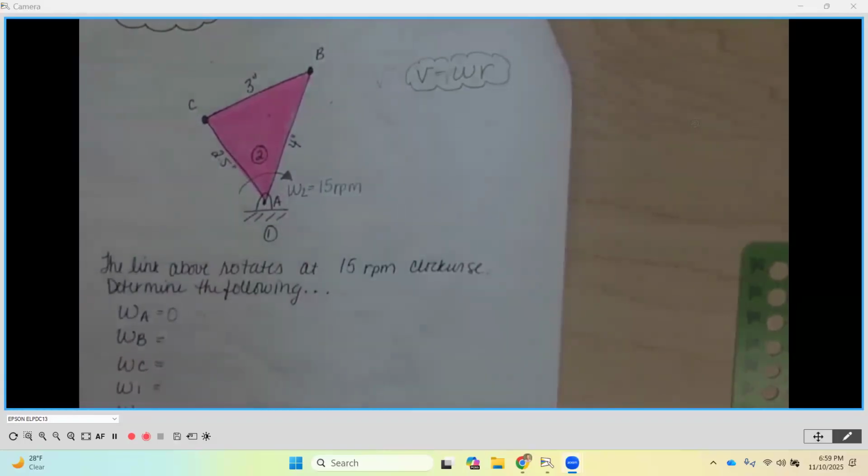Now, did somebody say something out? Well, if it's the pin, would it be rotating? Maybe. But A is still considered part of the frame. So it's considered that it's not moving. So we call that 0.